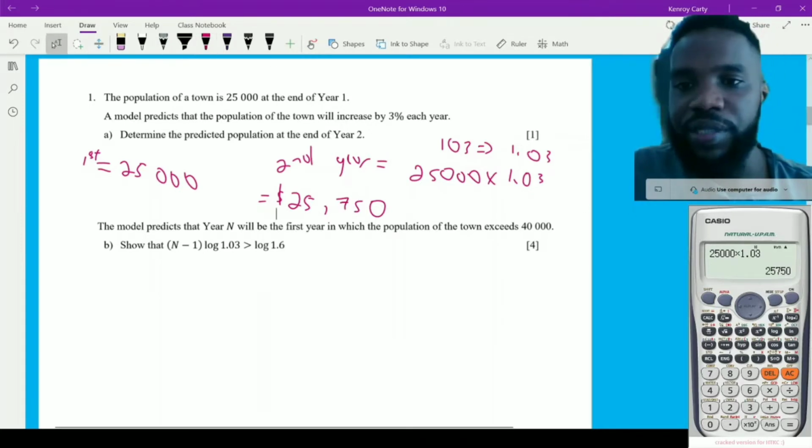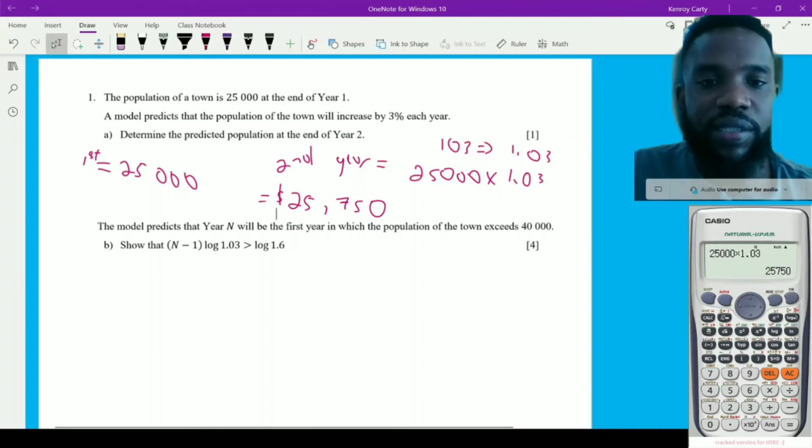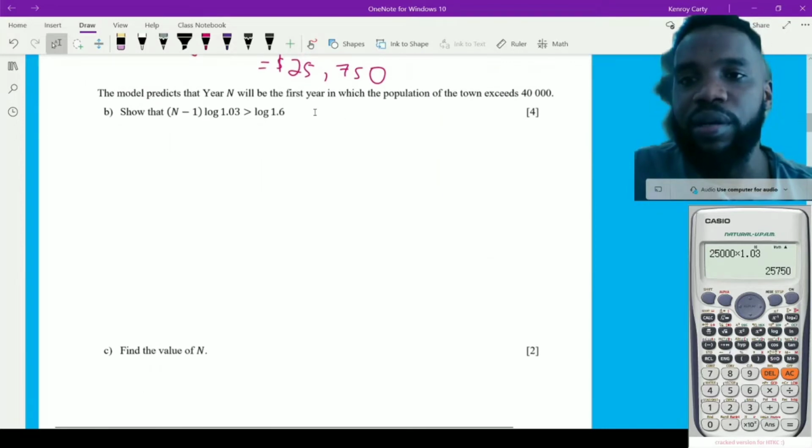It says the model predicts that year N will be the first year in which the population of a town exceeds 40,000. Okay, let's go down and get some space. Show that (n-1) log 1.03 is greater than log 1.6. Alright, so how do I work this out?